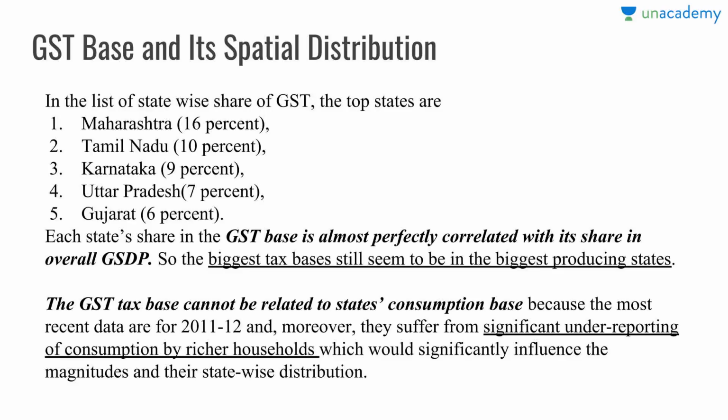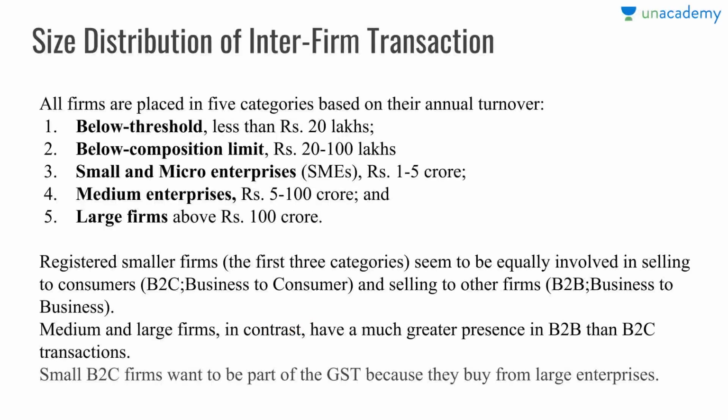Now, the GST base and its distribution in these states. Maharashtra contributes 16%, Tamil Nadu 10%, Karnataka 9%, UP 7%, Gujarat 6%. These are states with huge populations and huge trade. Each state's share in the GST is almost perfectly correlated with its overall GSDP, gross state domestic product. It is pretty clear that the biggest tax base will be in the biggest producing states like Maharashtra, Tamil Nadu, Gujarat, etc. But the GST tax base cannot be related to the consumption base of the state, because consumption data suffers from significant underreporting by richer households, who don't report it that much. So that data is flawed.